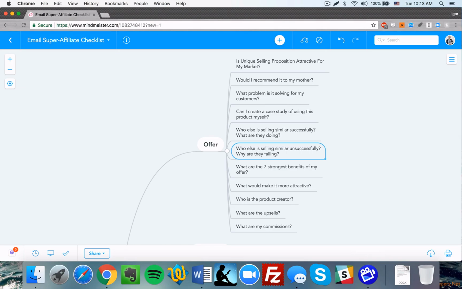Who else is selling similar unsuccessfully? Why are they failing? Now, this is not a great question, but it is important for you to go out there and find the people who sell the same thing, who promote this program or programs just like it, but do it poorly and don't make sales. The reason you want to do that is because whatever they're doing is not working, and you would want to at least pinpoint the things that you feel are contributing to their failure rate. Okay? Again, this is really important because we need to know what to do just as much as we need to know what not to do when it comes to marketing.